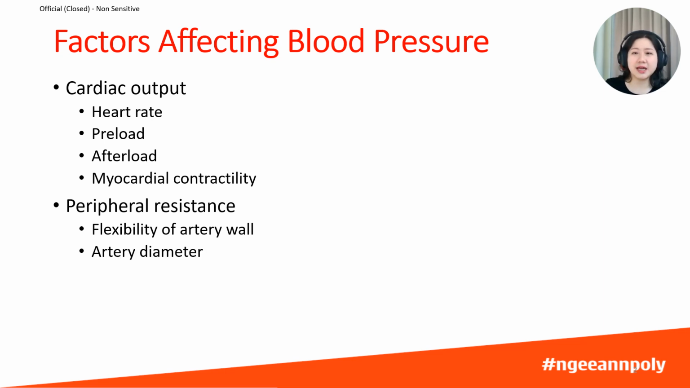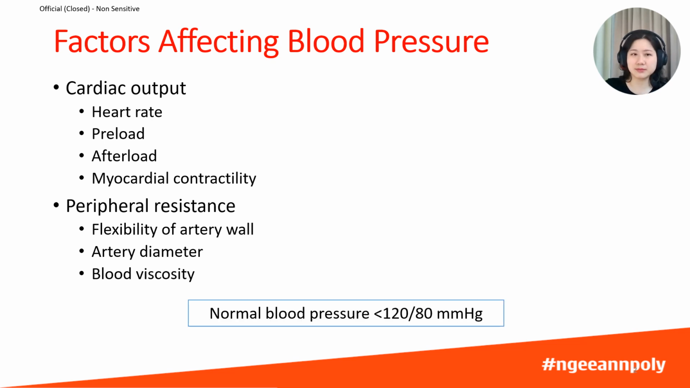Secondly, artery diameter. If there is vasoconstriction and the arteries are narrow, that increases the resistance to blood flow and the blood pressure would increase. Thirdly, blood viscosity, which is how thick the blood is. Increased blood viscosity increases resistance to blood flow.